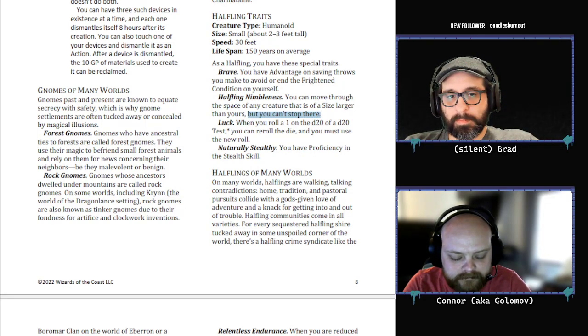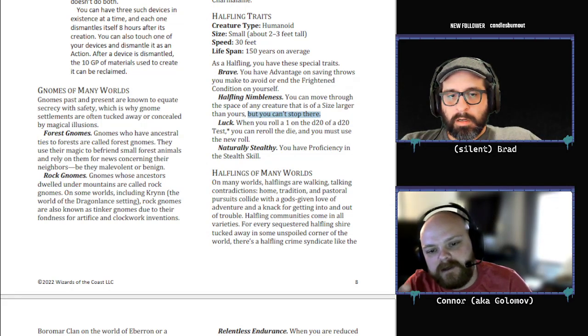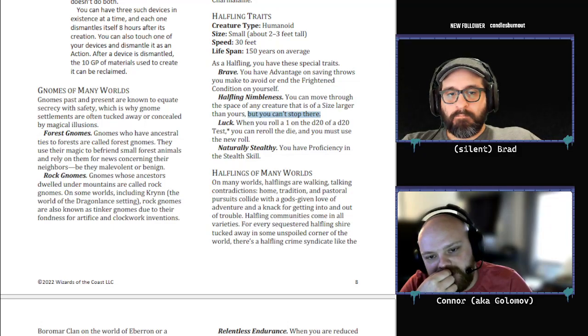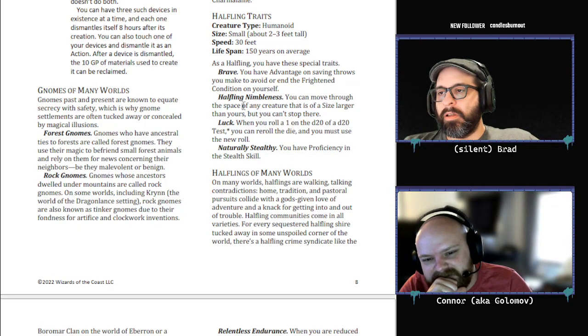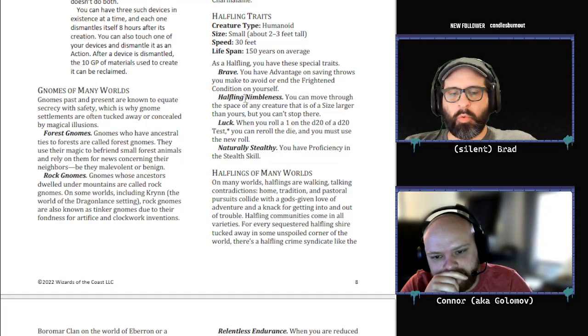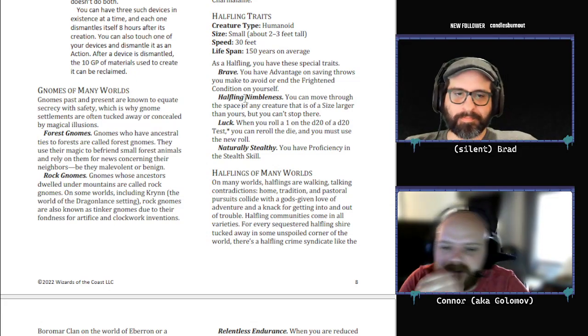So since Halfling Nimbleness has always kind of been a thing, I don't understand how this is a race trait, because moving through allied characters doesn't take any extra movement. So yeah, Halfling Nimbleness allows you to do it with enemies as well. It says any creature. Of any creature. There you go. Okay, that makes sense then.